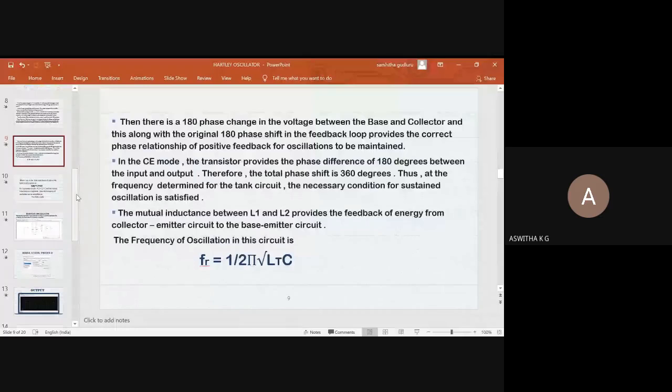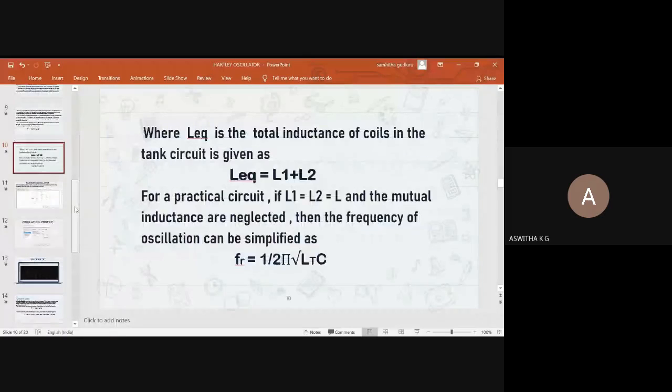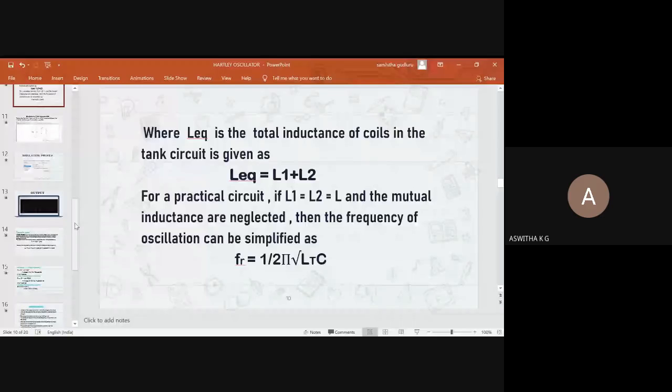The frequency of oscillation in this circuit is fr equal to 1 by 2 pi root L equivalent C, where L equivalent is the total inductance of the coils in the tank circuit, which is given as L equivalent is equal to L1 plus L2. For a practical circuit, if L1 equal to L2 equal to L, then the mutual inductance is neglected. The frequency of oscillation can be simplified as fr equal to 1 by 2 pi root L equivalent C.